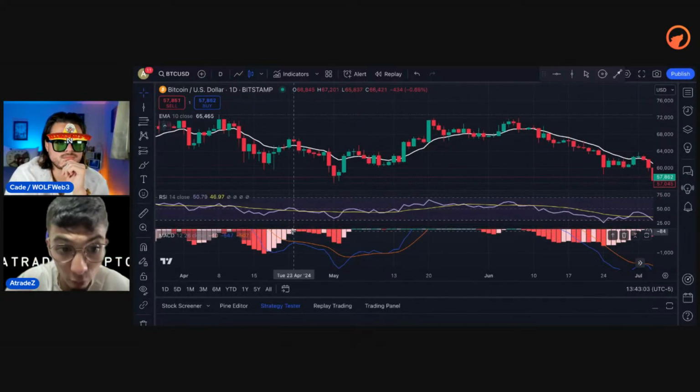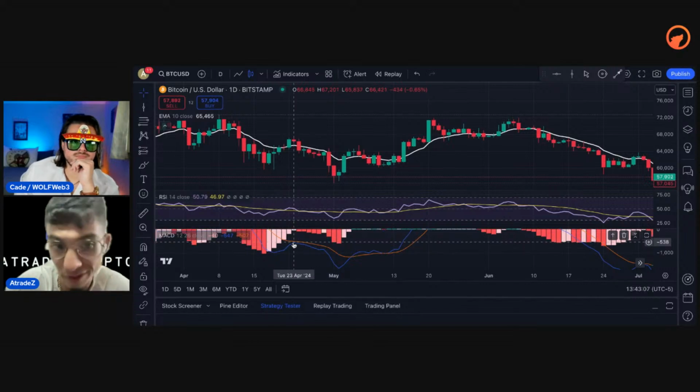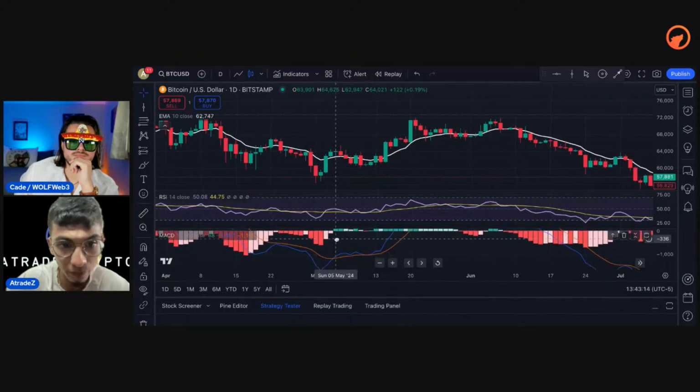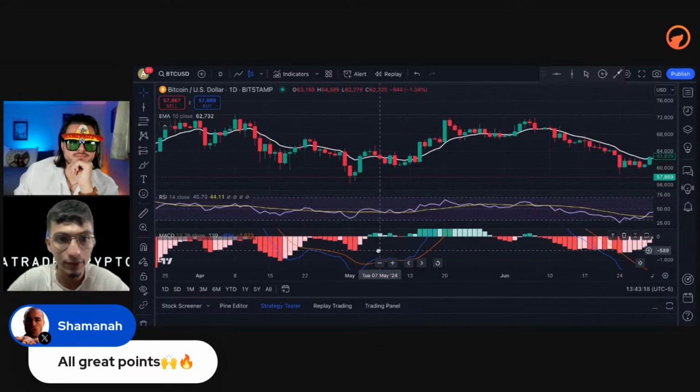I would have entered right here, but if you had looked at the lines, it was never going to cross. You could have seen that this wasn't a good move to enter on, compared to it going vertical on here. You get what I'm saying? Makes sense. Cool.